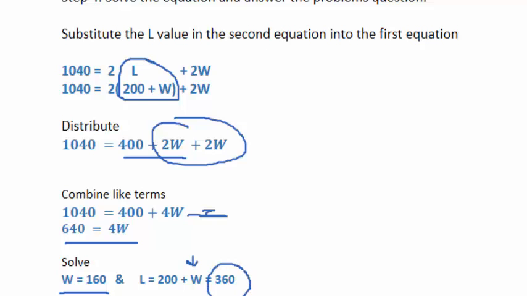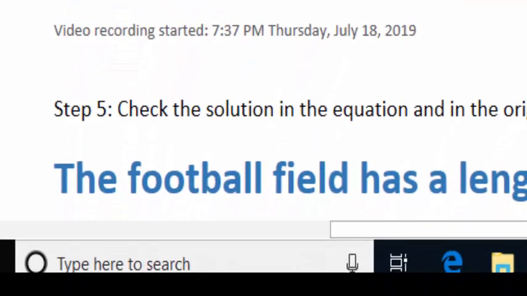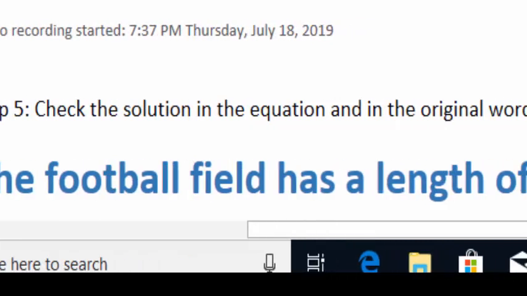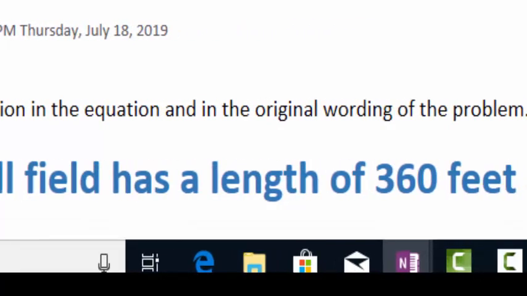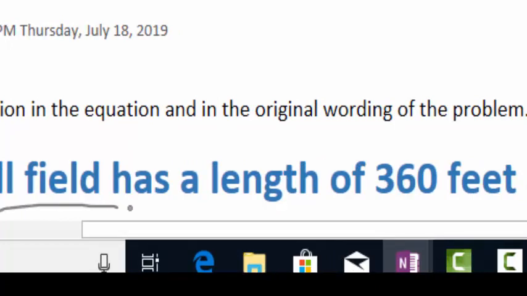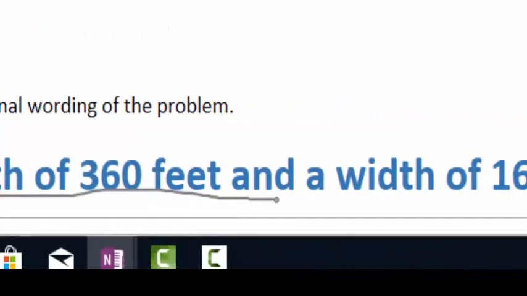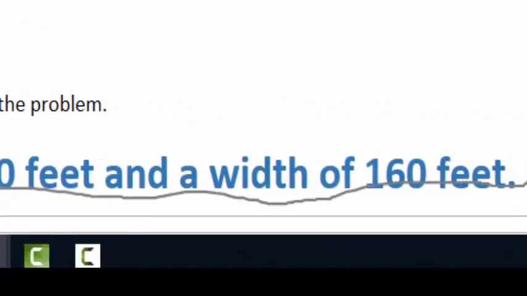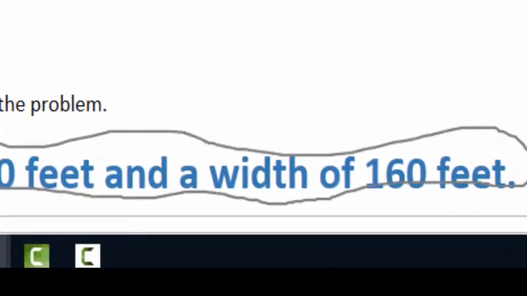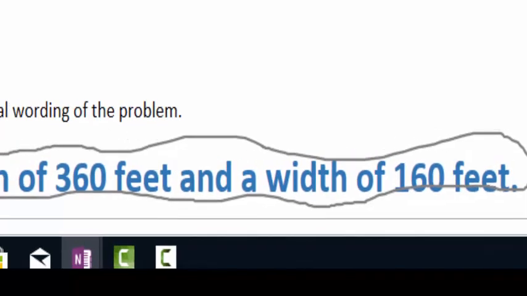And going back to the problem, to check that, we realize that we're talking about feet. So the football field has a length of 360 feet and a width of 160 feet. And those are our dimensions.